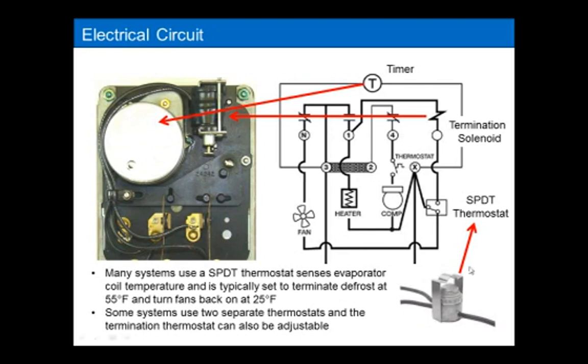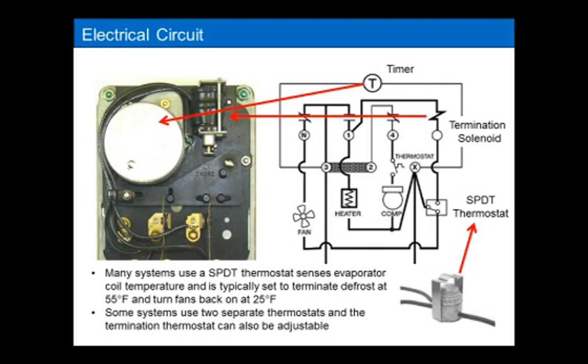When this switch closes, when the right two contacts make in this switch, it's going to energize this termination solenoid. It's going to get me out of defrost. I'm also going to use this same switch, since it is a single pole double throw switch, to turn my fans back on after defrost. And this is an important feature or design of these electric defrost systems. Once I terminate defrost, I do not want my fans coming back on immediately.